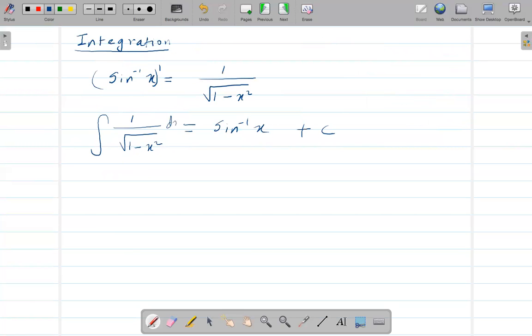I think I forgot to write dx here. Somehow I remember that I made a mistake here, that's why I just want to make a correction.